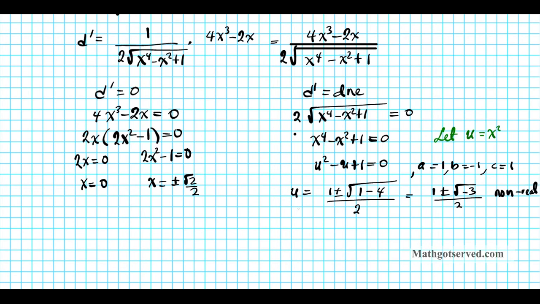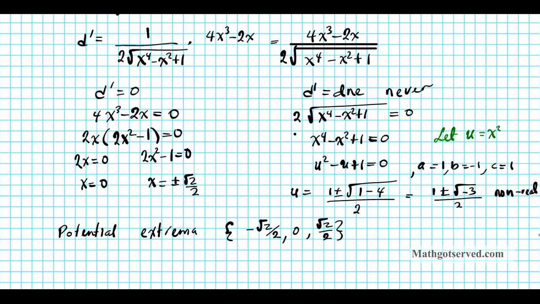So when is the derivative non-existent? The answer is never. Okay? So this has no solution. So now we know what our potential extremas are. Potential extremas in order are negative root 2 over 2, 0, and root 2 over 2.